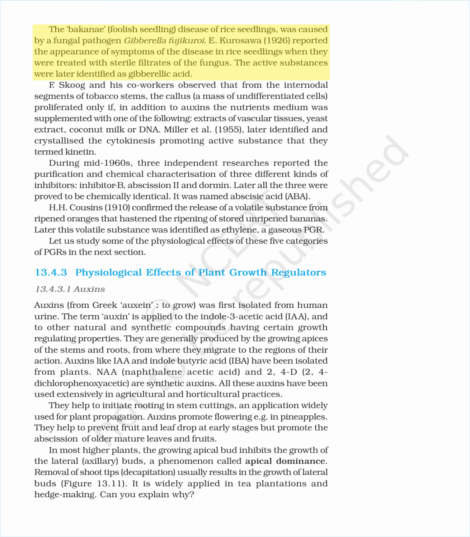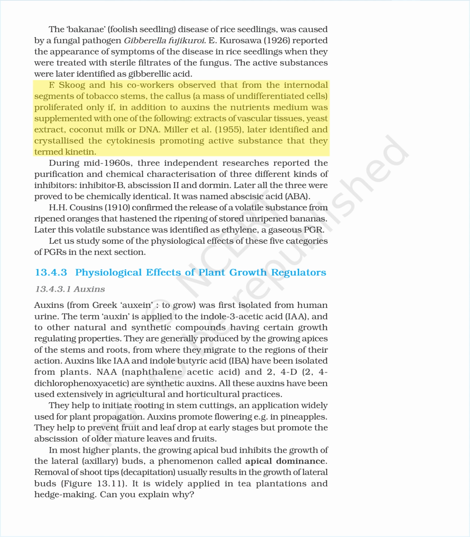The Bakanae, foolish seedling, disease of rice seedlings was caused by a fungal pathogen, Gibberella fujikuroi. E. Kurosawa, 1926, reported the appearance of symptoms of the disease in rice seedlings when they were treated with sterile filtrates of the fungus. The active substances were later identified as gibberellic acid.